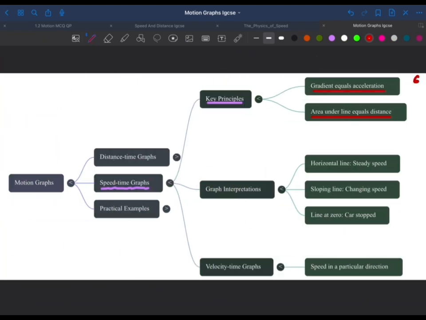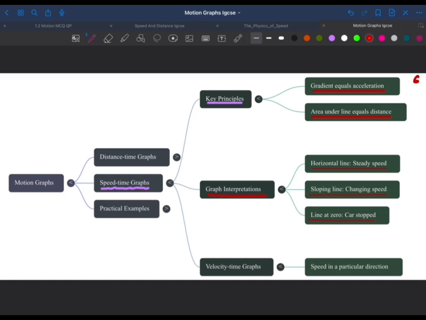Okay, so here you have the interpretation of the graph when you are considering the speed time graph. Again, as I have already explained, this horizontal line in this case shows the steady speed, a sloping line shows changing speed, and a line at zero means the car stops.